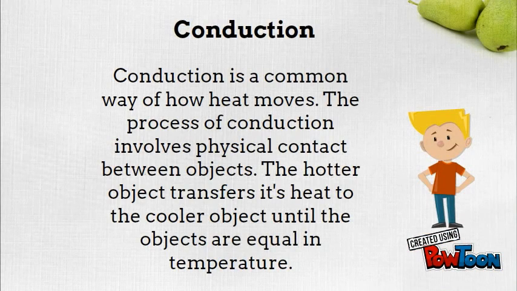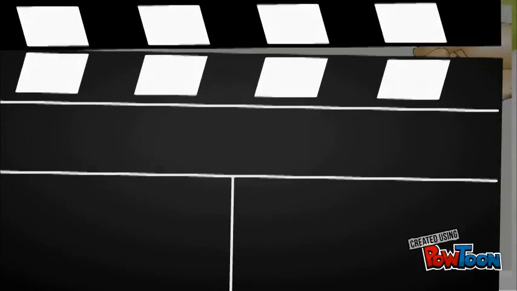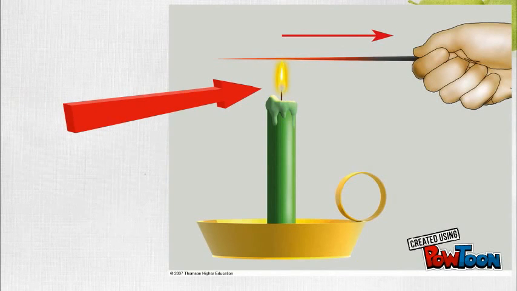What is conduction? Conduction is a common way of how heat moves. The process of conduction involves physical contact between objects. The hotter object transfers its heat to the cooler object until the objects are equal in temperature. This diagram shows conduction. The flame of the candle will heat up the wire until both objects are equal in temperature.